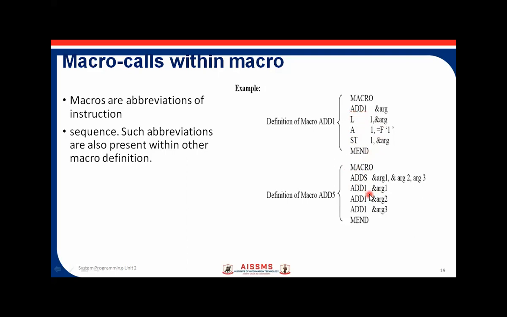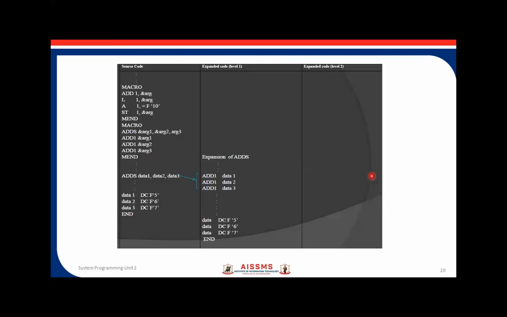So macros are abbreviations of instruction sequences. Such abbreviations are also present within other macro definitions. So this example shows how we can define a macro within a macro.